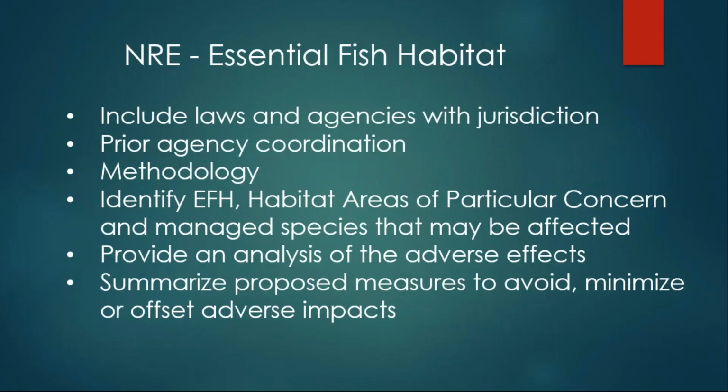And then the last part of the natural resources evaluation, at least the resource topics, is essential fish habitat. Similar to those two other options, include the laws and agencies with jurisdiction, any prior agency consultation. Methodology, be sure to identify essential fish habitat, habitat areas of particular concern, and managed species that may be affected. Be sure to provide an analysis of the adverse effects, and then summarize proposed measures to avoid, minimize, or offset adverse impacts.